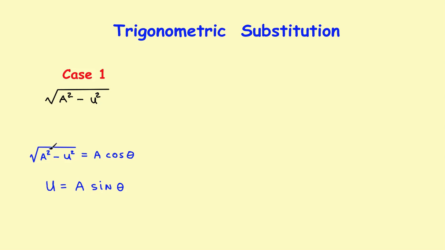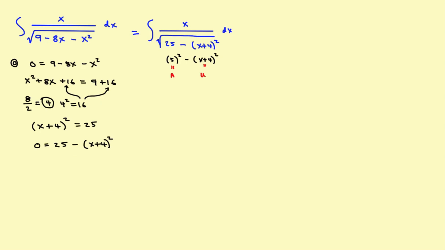So when you change the square root, you'll use a times the cosine. When you use u, you use a times the sine. So those will be the 2 formulas that we'll use. So now back to our problem. Okay, let's go ahead and put those formulas up here just where we can see them.